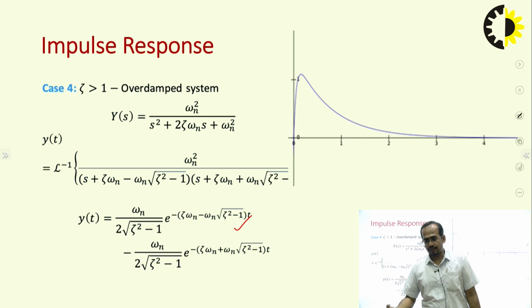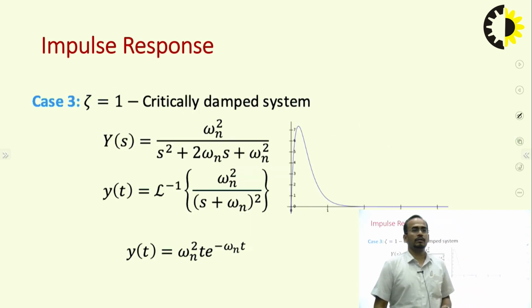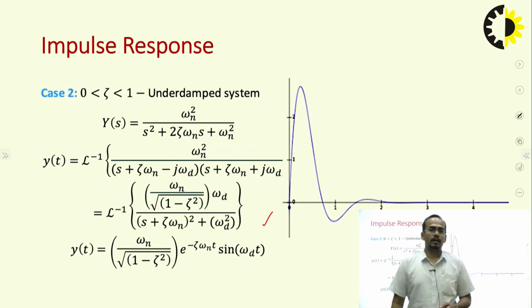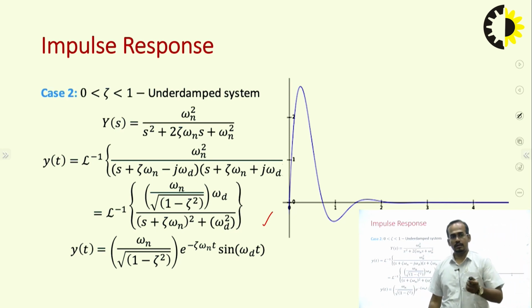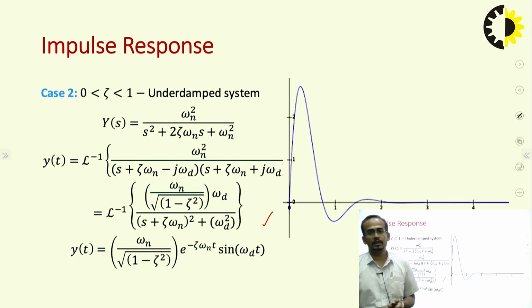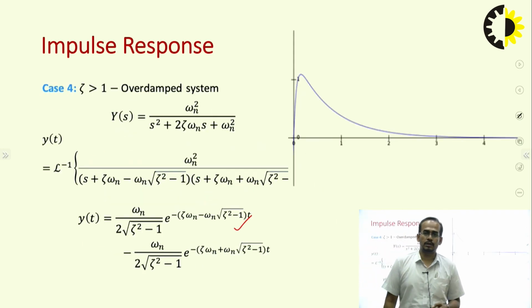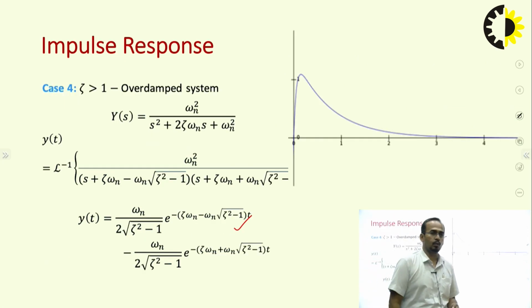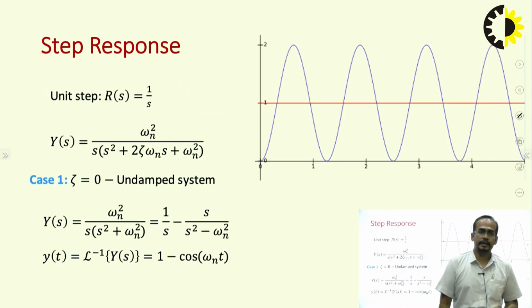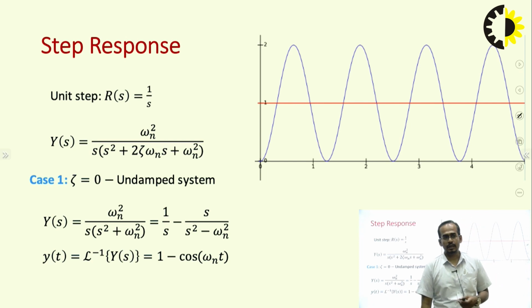In this case, we can see that when zeta is less than 1, the response is oscillating near the output, or we are approaching towards the output. But in case of zeta equal to 1 or zeta greater than 1, the response is sluggish in nature.